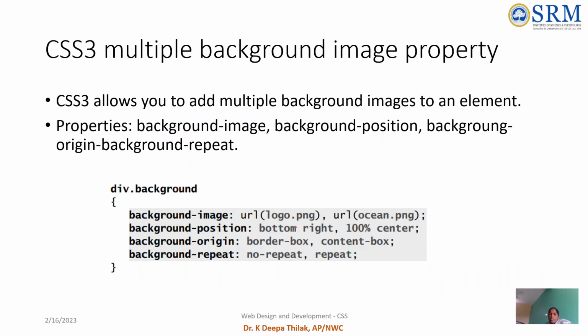And next is multiple background images. Where previously we could see only one background, I can specify one image as a background. Now there's a provision to have 2 images. So use background image, first image comma second image, and you should tell the position of the first image and the second image, and the origin of the first image, second image, and repeat or no repeat. So you can give more effects so that one will sit at the center of the full page and one can sit in the corner of the page. So both at a time will be visible as the background image.